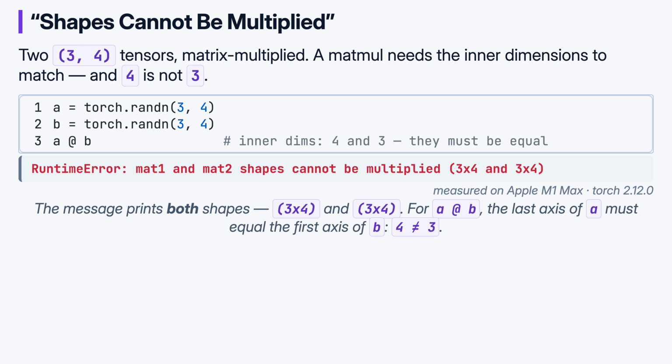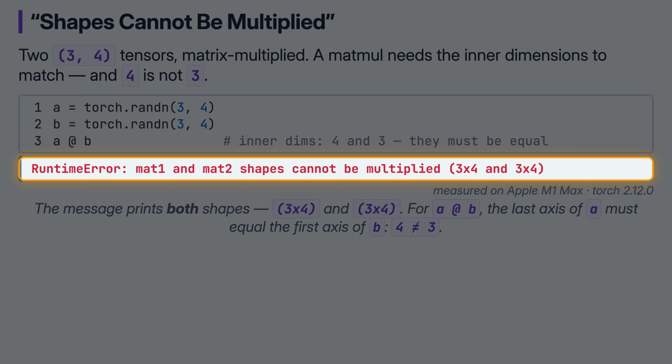Two tensors, both shape 3 by 4, matrix multiplied with the @ sign. A matmul needs the inner dimensions to match, and 4 is not 3. So it raises. RuntimeError: mat1 and mat2 shapes cannot be multiplied, 3 by 4 and 3 by 4. The message prints both shapes. That is the whole diagnosis. This is the shapes lesson coming back as an error.